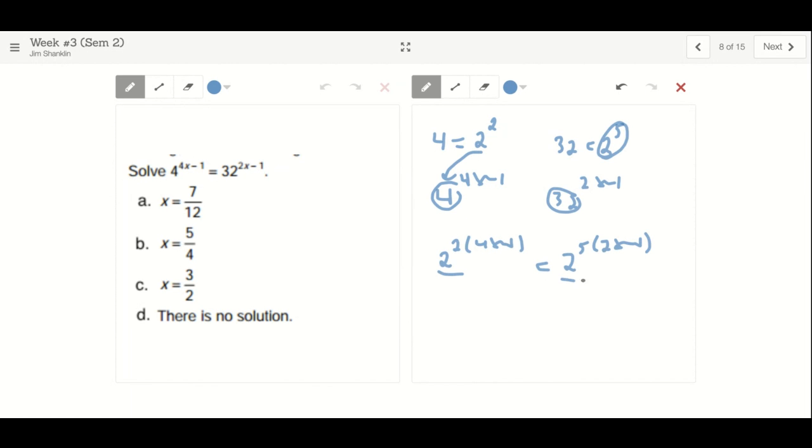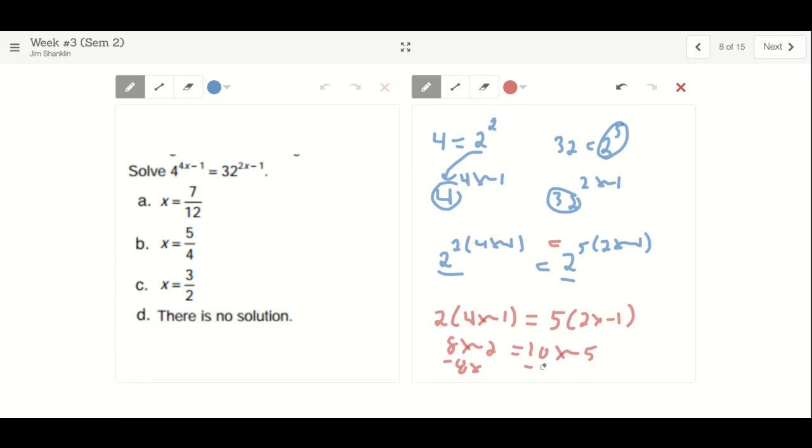Now, if the bases are the same, the exponents are equal. So I know that 2 times 4x minus 1 is equal to 5 times 2x minus 1. So now I have to solve this equation. I'm going to multiply through by 2, so that gives me 8x minus 2 is equal to 10x minus 5. I'm going to subtract 8x off of both sides.